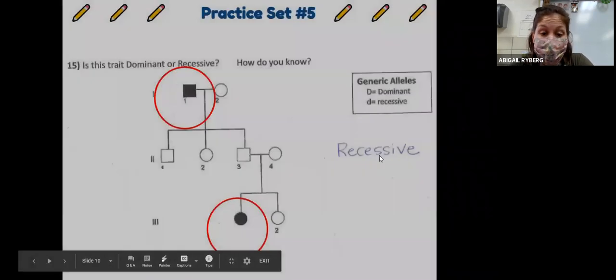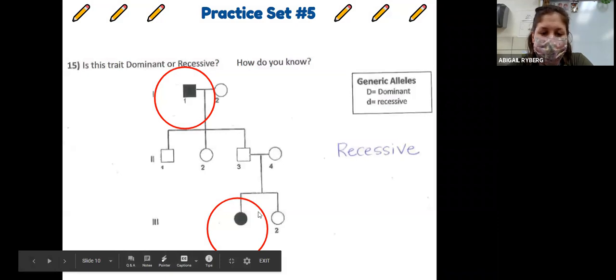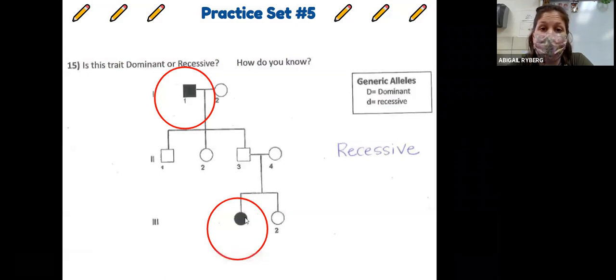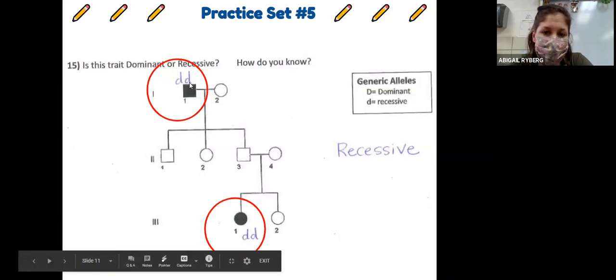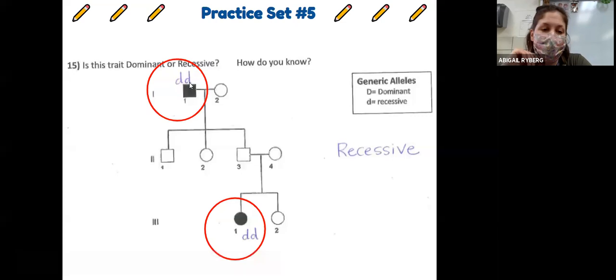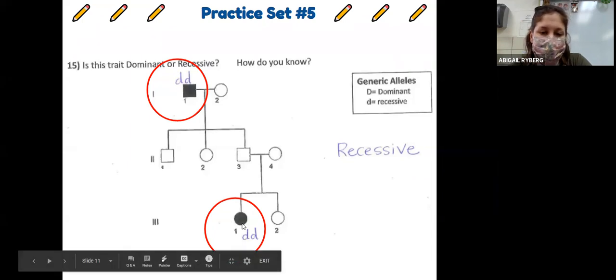So what we know is that the shaded in individuals must be homozygous recessive. So we can fill in their genotypes. So on your packet, go ahead and write in all the genotypes of all these individuals. So again, the shaded individuals will be little d, little d.